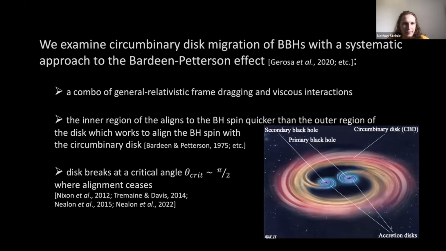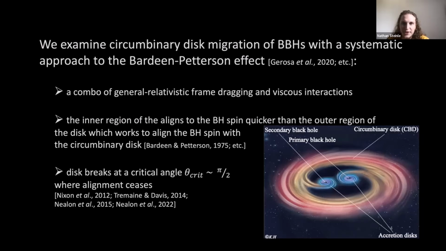And over the last decade or so, hydrodynamical simulations of the Bardeen-Petterson effect have shown that if the inclination of the disk is sufficiently large, then the disk can actually break. And recent studies by Rebecca Nealon and others have confirmed that this disk breaking is a physical result of the hydrosims.